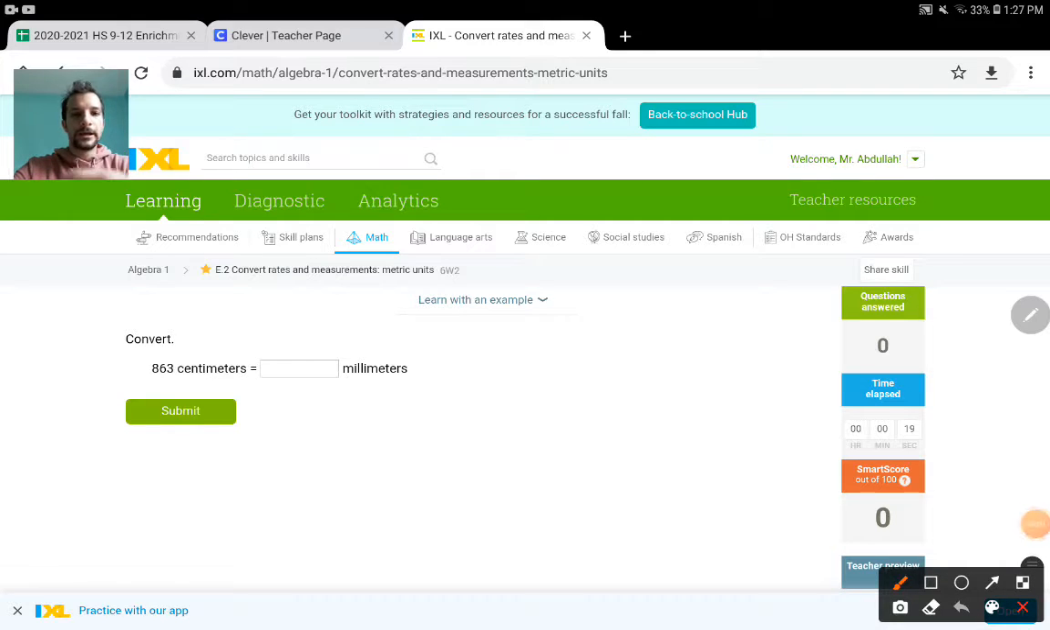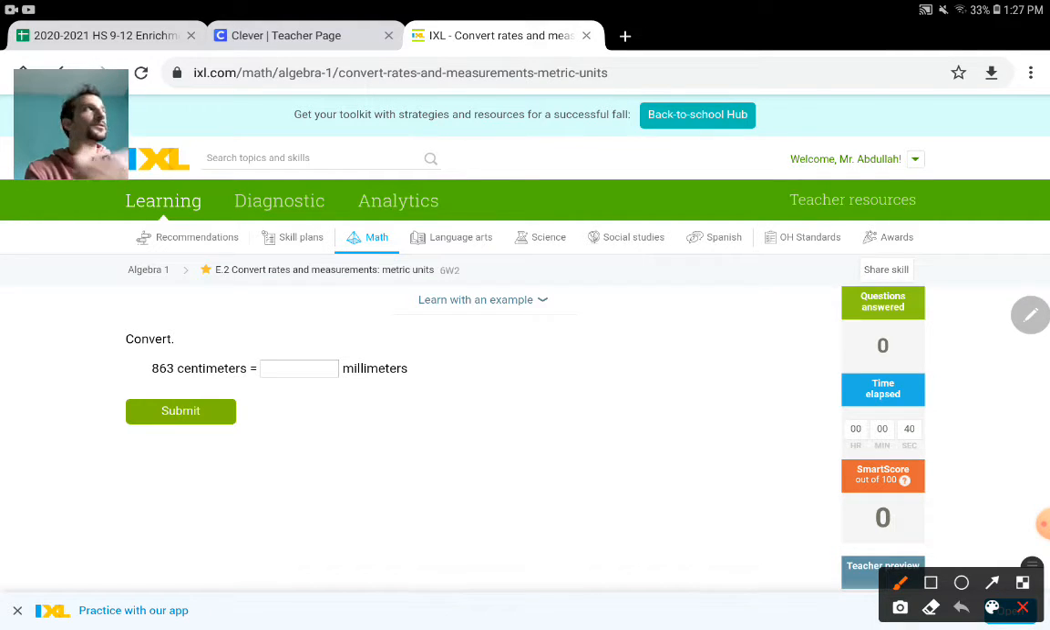Hey everyone, in this video I'll show you how to convert metric units. This is easier than the first assignment of the week, and it's not going to take too long because I'm not going to be making a lot of explanations. So bear with me. The first question is about converting centimeters to millimeters.